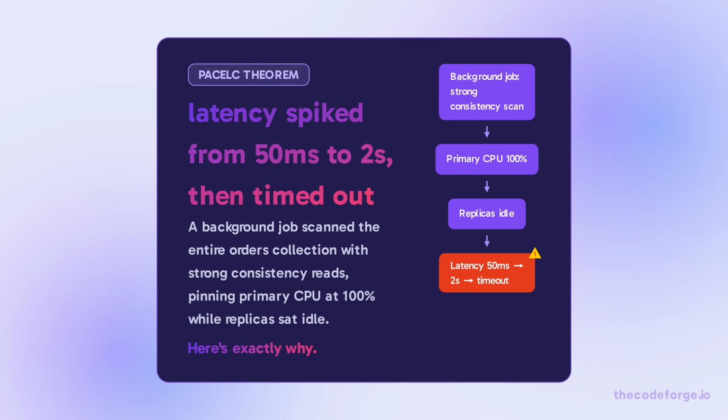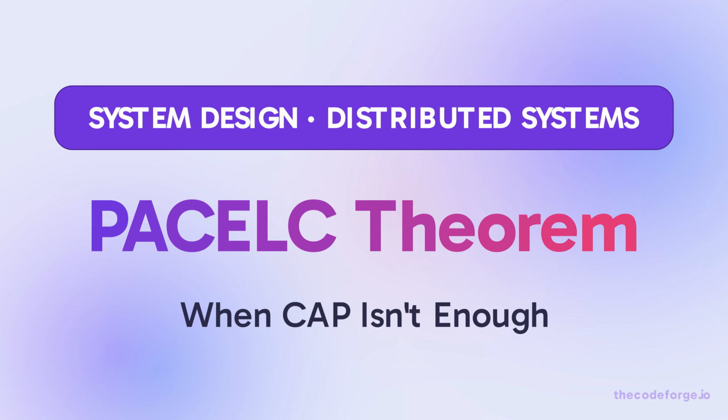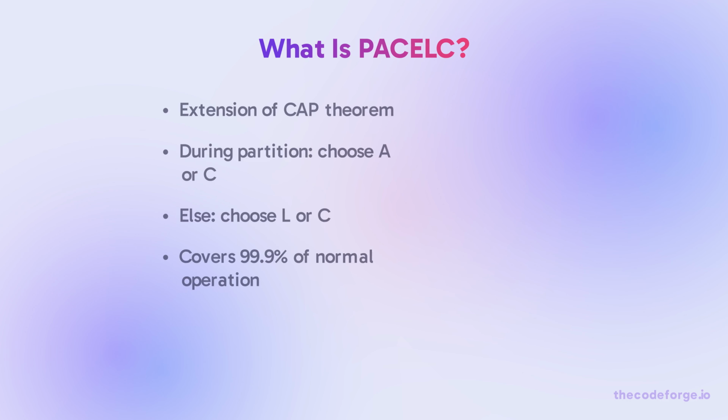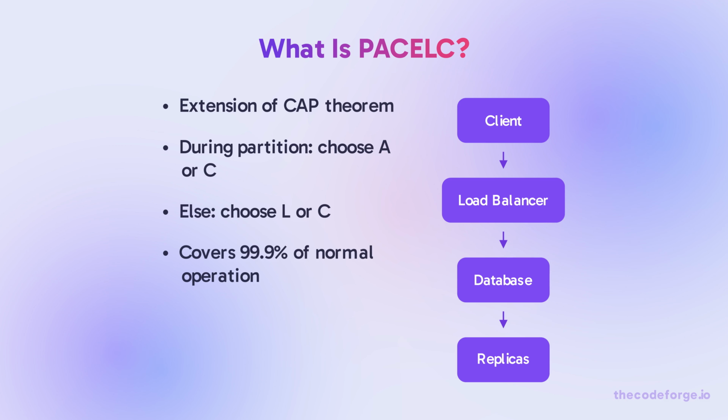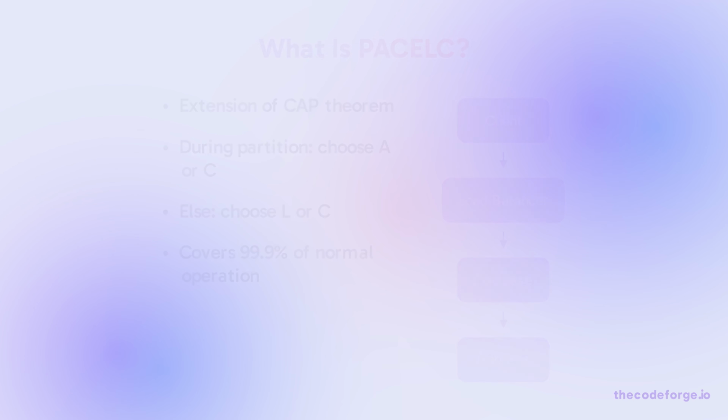Before we dig into that production issue, let's cover the PACELC theorem. PACELC says, if a network partition occurs, you must choose between availability and consistency, just like CAP. But when there is no partition, the else case, you must choose between low latency and consistency. This captures the trade-off that affects performance every millisecond.